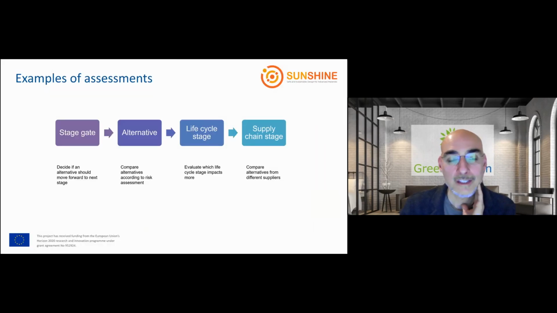So as we have seen, there are several assessments we can do. We can decide for stage gates. We can compare alternatives according to risk assessment or whatever aspect. We can evaluate which life cycle stages are impacting more. And we can compare alternatives which are different just for the supplier's part and compare them according to life cycle assessment, for example. So there's a lot you can do by utilizing these separate tools that also integrate things together.